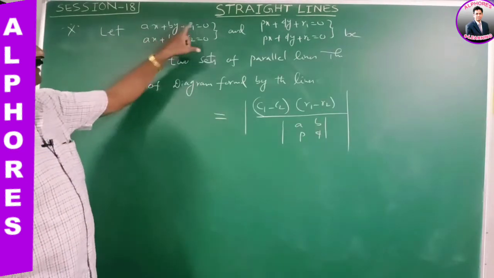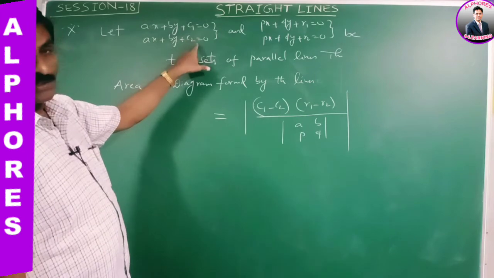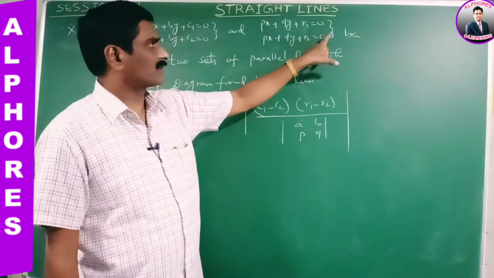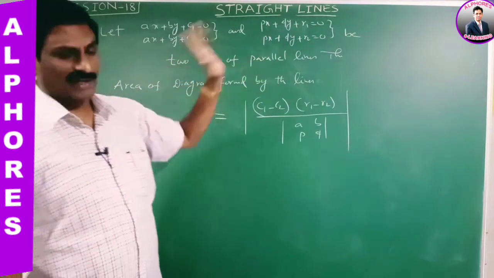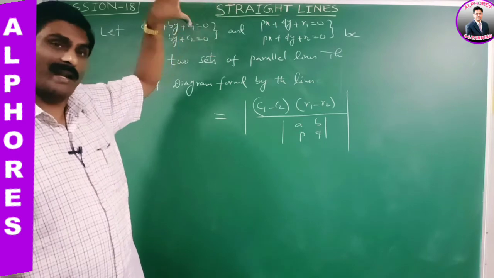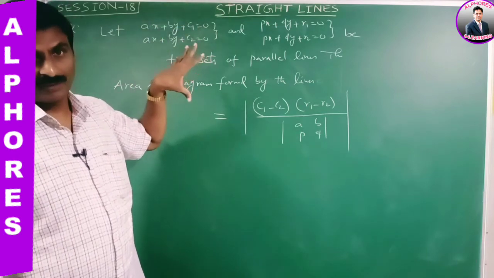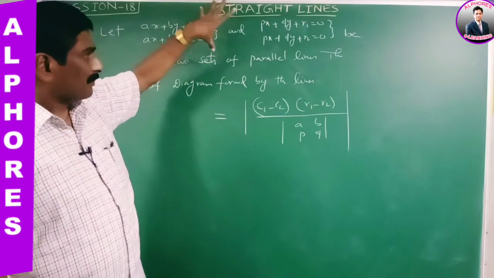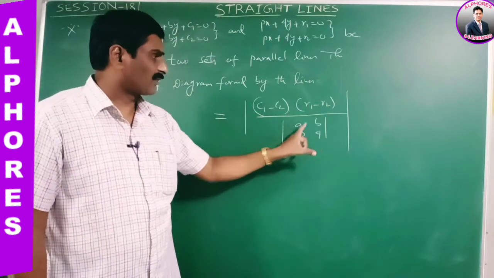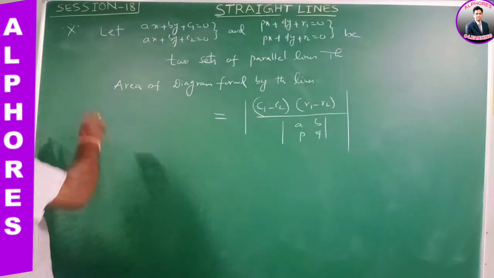Next, let ax plus by plus c1 is equal to 0, ax plus by plus c2 is equal to 0 and px plus qy plus r1 is equal to 0, px plus qy plus r2 is equal to 0 be two sets of parallel lines. Then the diagram formed by these lines is a parallelogram or a rectangle or square or rhombus. The area of the diagram formed by these lines is this value, mod c1 minus c2 into r1 minus r2 by det of ab pq. Very important. Please note this value.